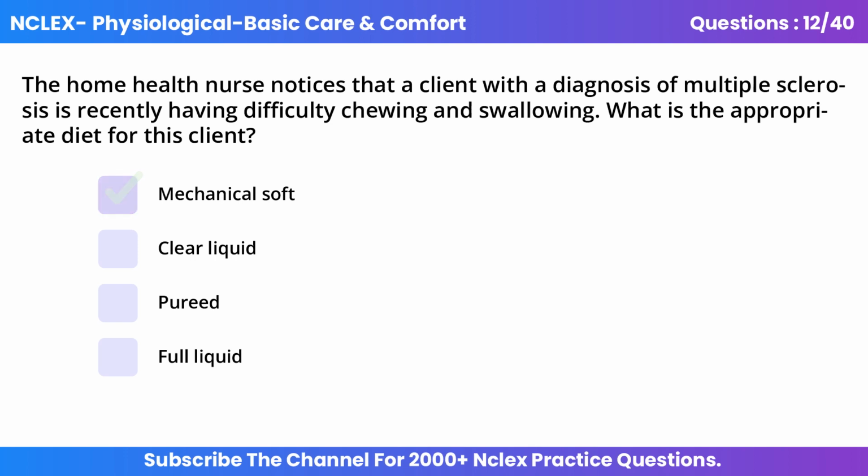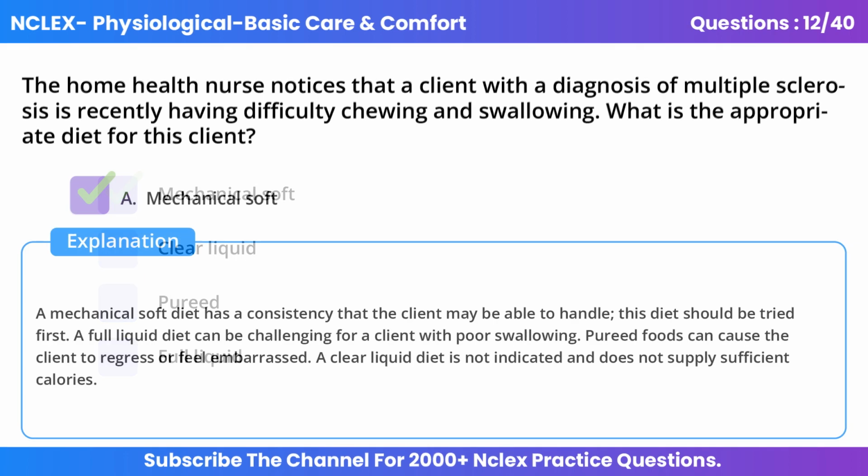A. Mechanical soft. A mechanical soft diet has a consistency that the client may be able to handle. This diet should be tried first. A full liquid diet can be challenging for a client with poor swallowing. Pureed foods can cause the client to regress or feel embarrassed. A clear liquid diet is not indicated and does not supply sufficient calories.